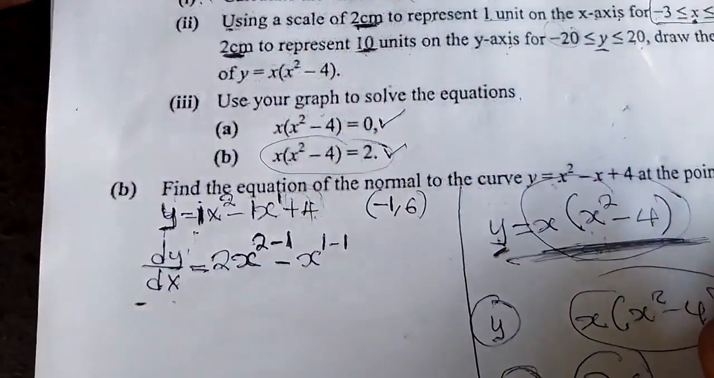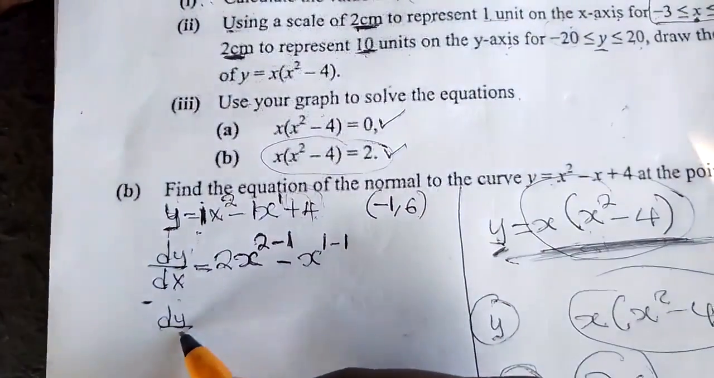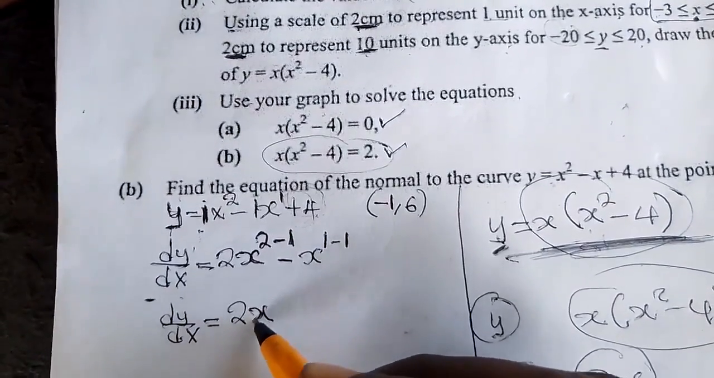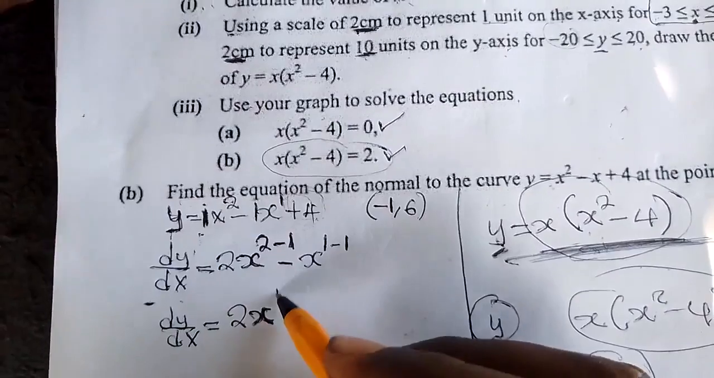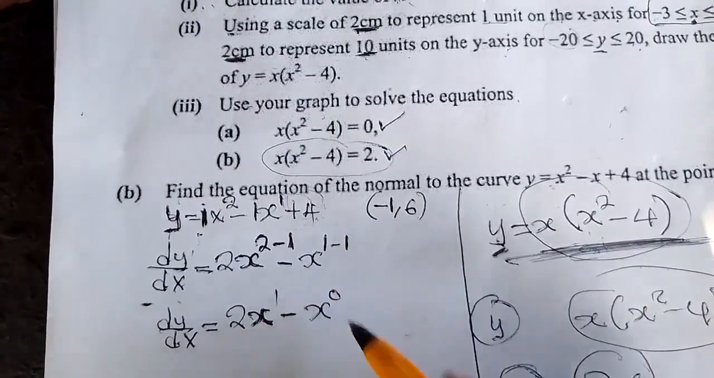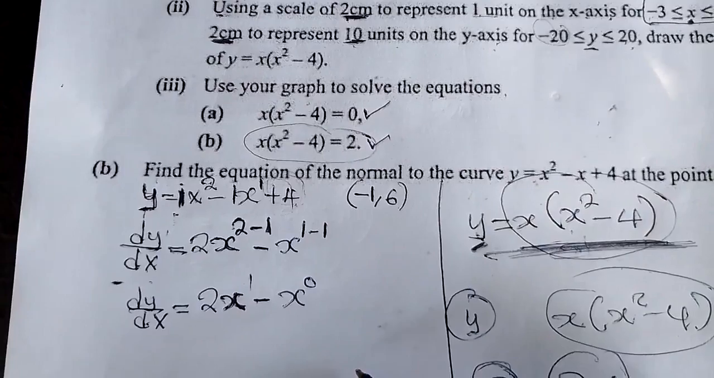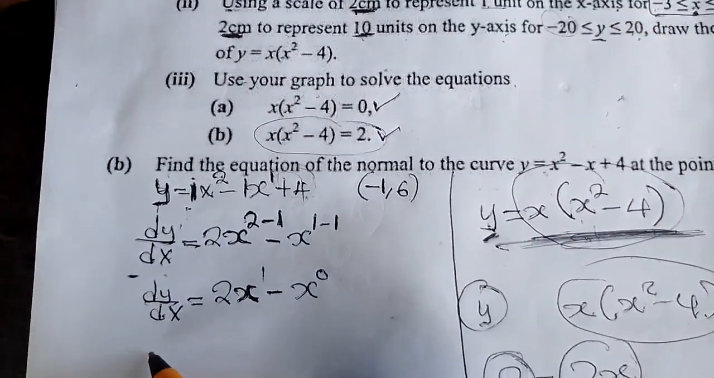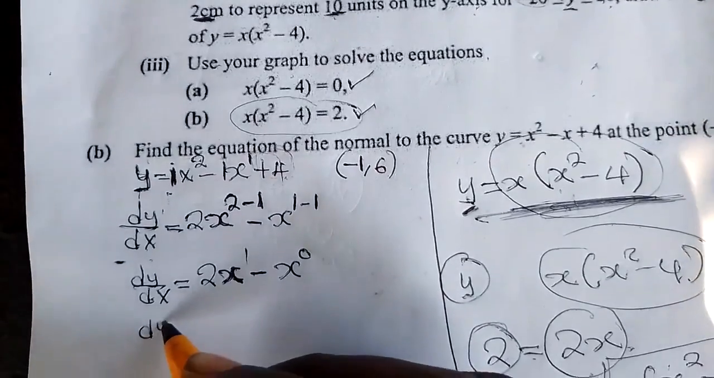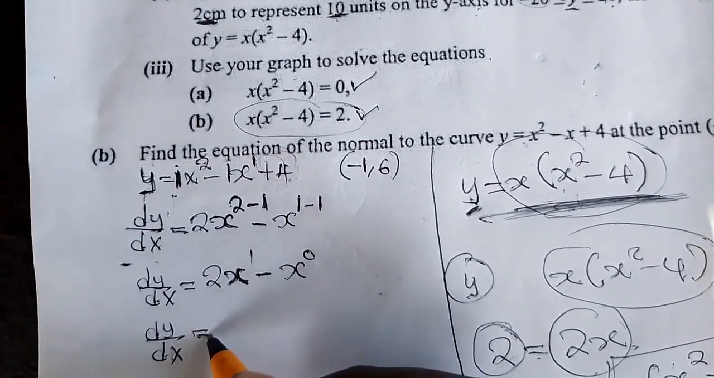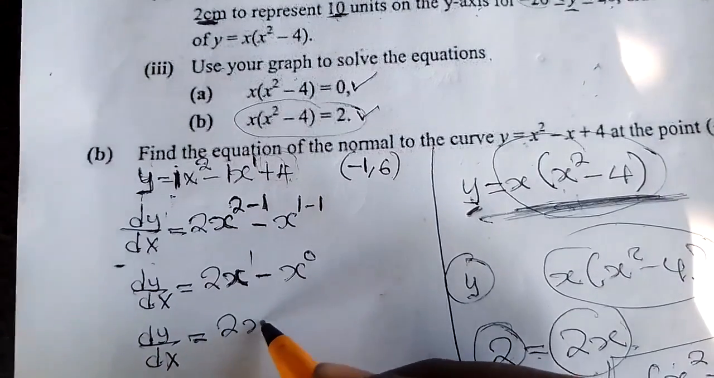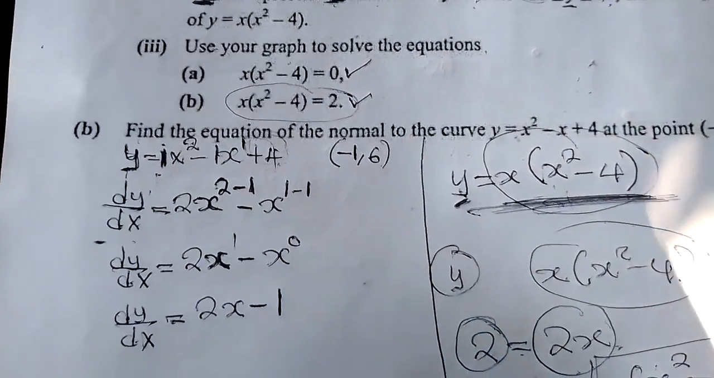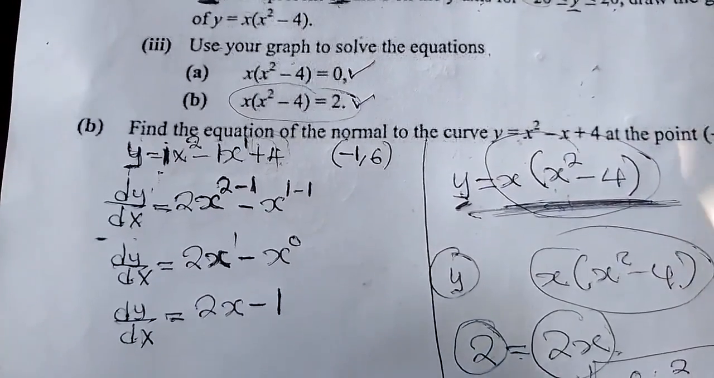So dy over dx is equal to 2x to the power 1, minus x to the power 0. You know that anything to the power 0 is equal to 1. So finally, dy over dx is equal to 2x minus 1. This is the first procedure.